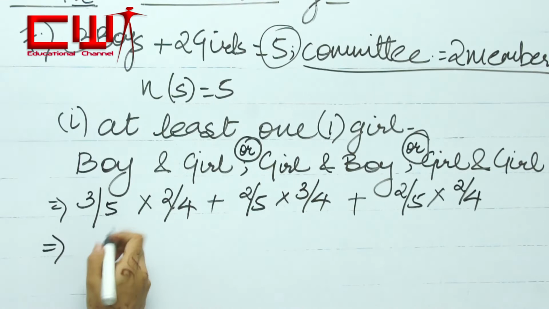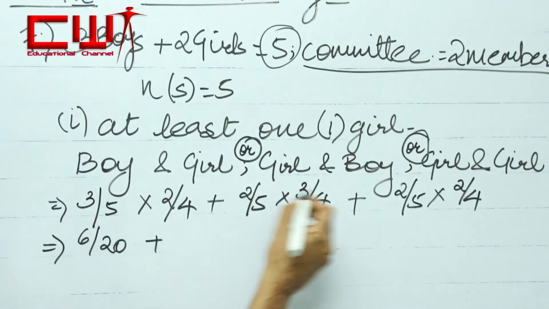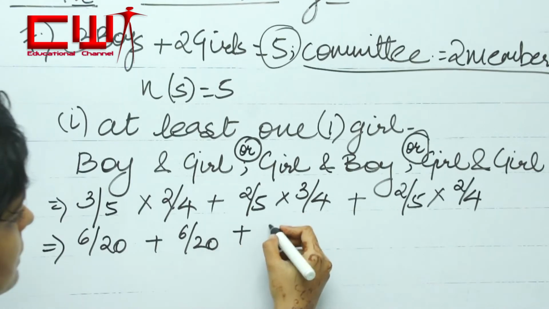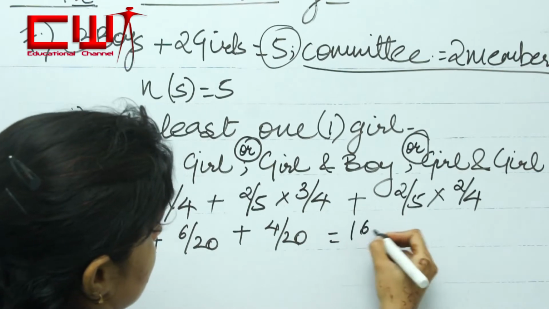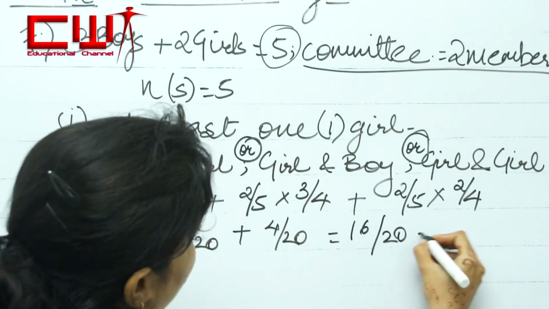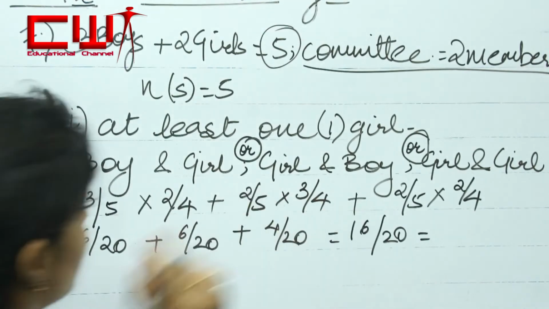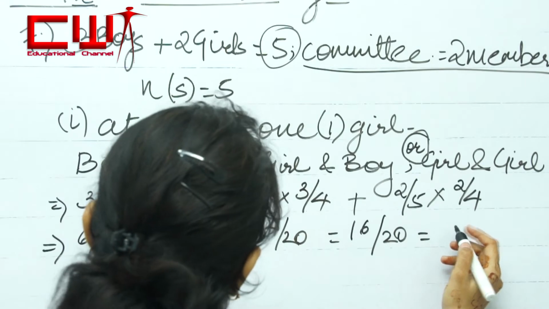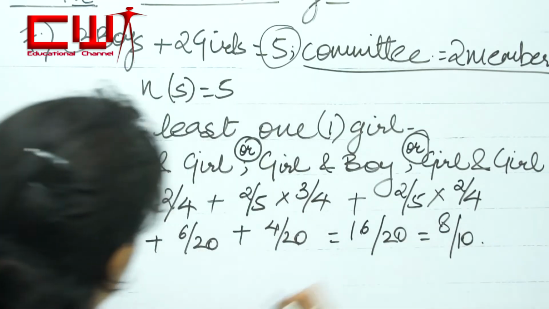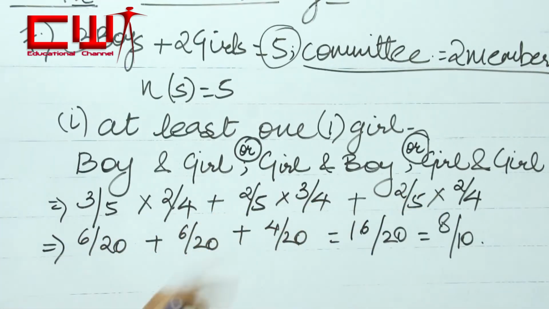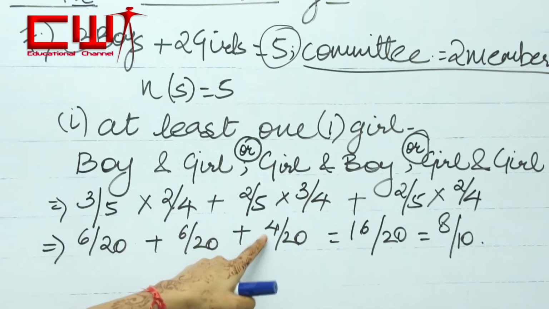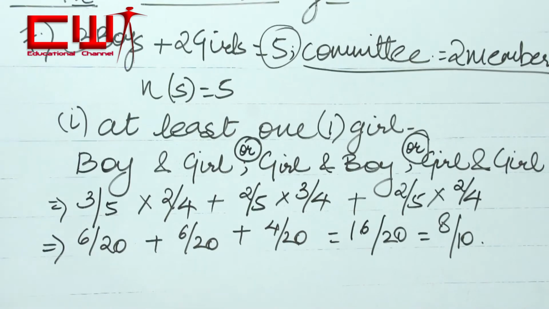Right? So this will be 6 by 20 plus 6 by 20 plus 4 by 20, right? So 6 plus 6, 12, 12 and 4, 16, right? You have 16 by 20, or you can say you will have 8 by 10. Right? 3 2s are 6, 6 by 20, 3 2s are 6, 6 by 20, 2 and 2, 4, 4 by 20. So you will have 6 and 6, 12, 12 and 4, 16, that will be 2 8s are and 2 10s are. Again, if you want to solve it further, you can also solve it further, right?